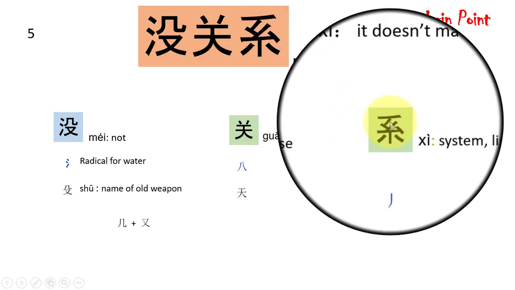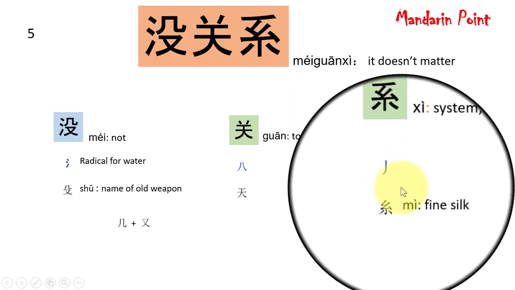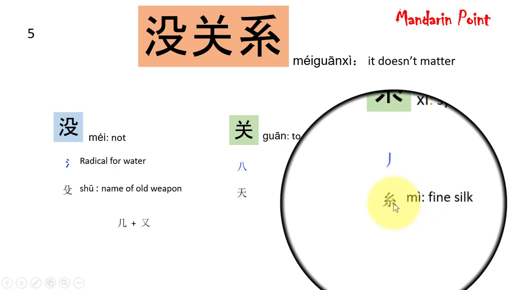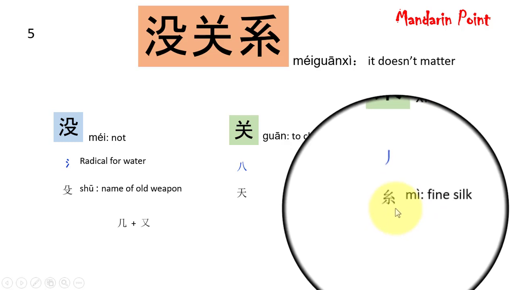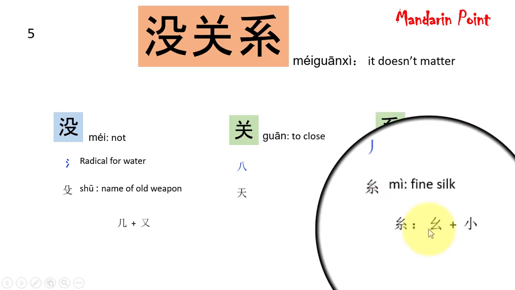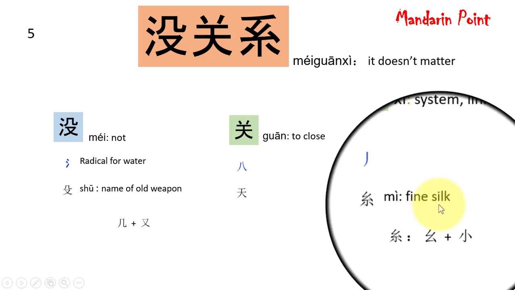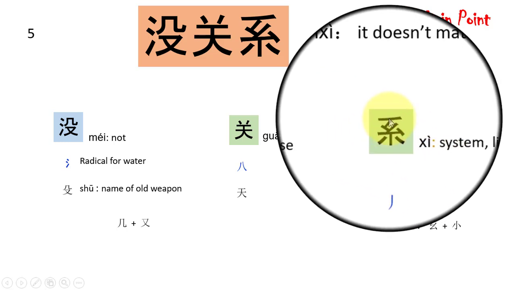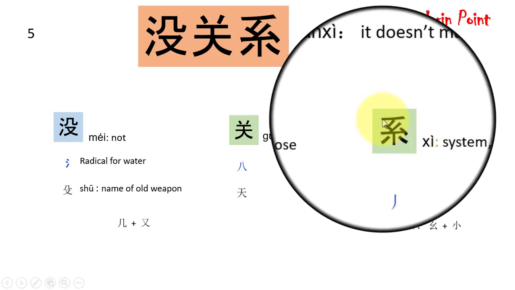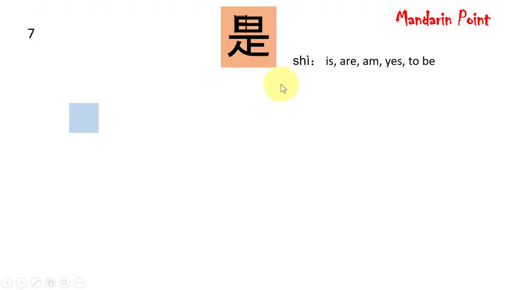This xi is composed of this pe at the top of it, and the bottom side is actually mi, which means fine silk. This mi can further be decomposed so that the whole picture turns to simple characters. At the top of it we have this yao, which means small, and this is xiao, which means small. So silk is actually composed of very small but fine components. So this xi is composed of this mi at the bottom and this pe at the top of it. So mei guanxi, it doesn't matter.